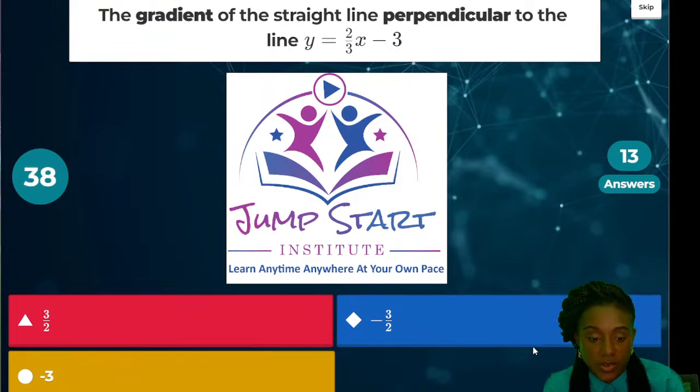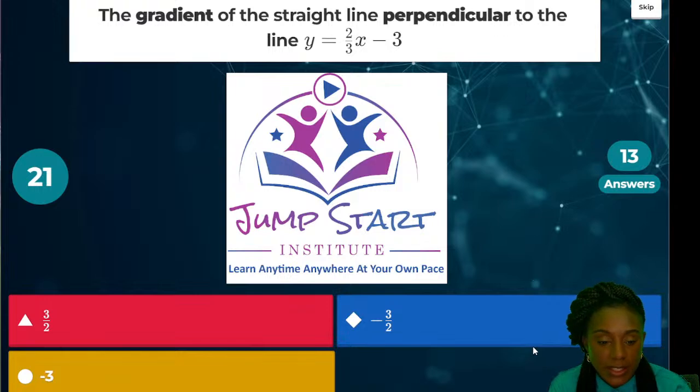Okay, you are doing great. You have approximately 30 more seconds. The gradient of the straight line perpendicular to the line y is equal to 2/3 x minus 3.